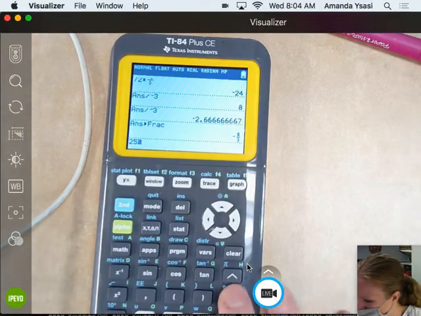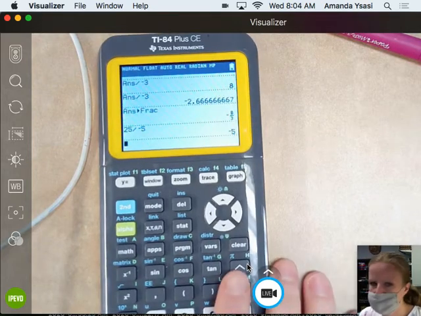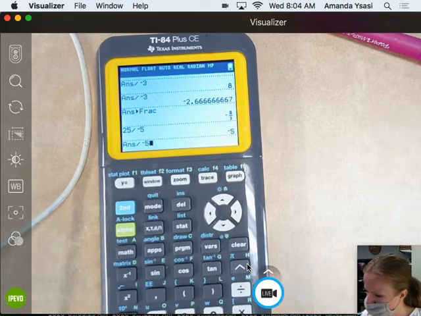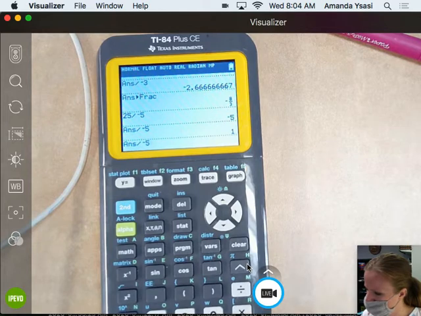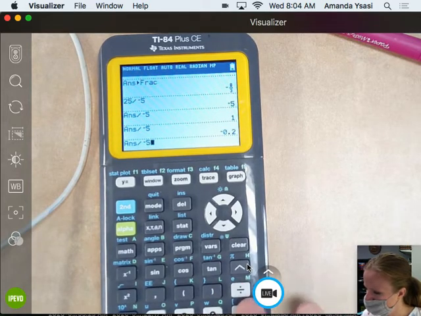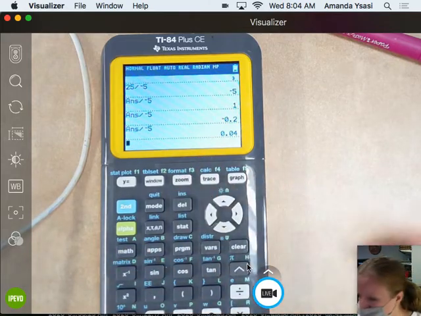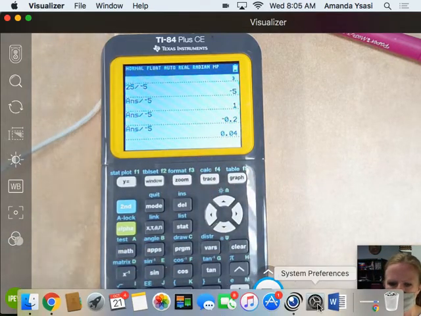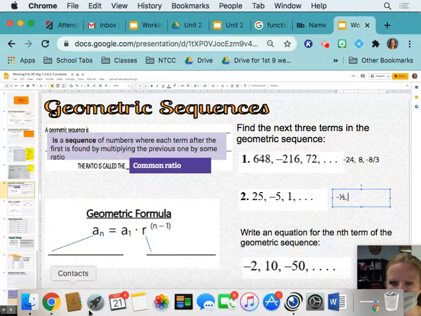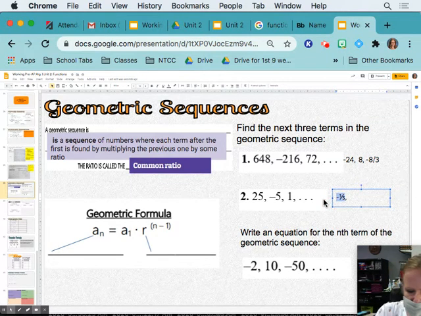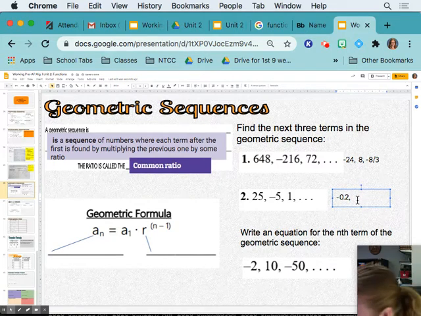So 25 divided by negative 5, divide by negative 5, divide by negative 5. We can leave it just like that. How about we leave it like that? So this one could have been negative 0.2. And then divide by a negative 5.